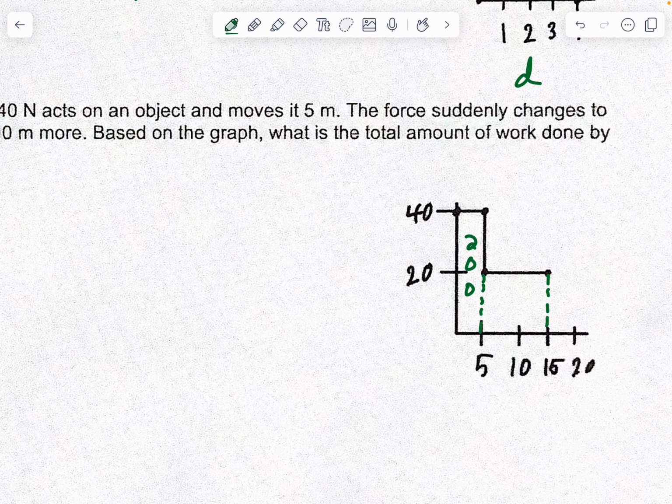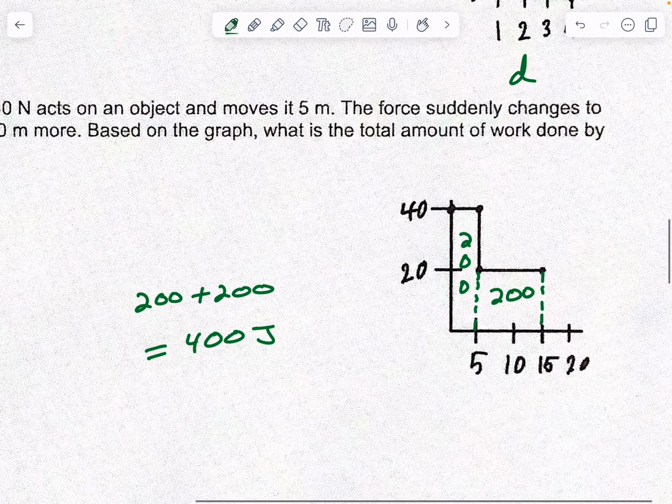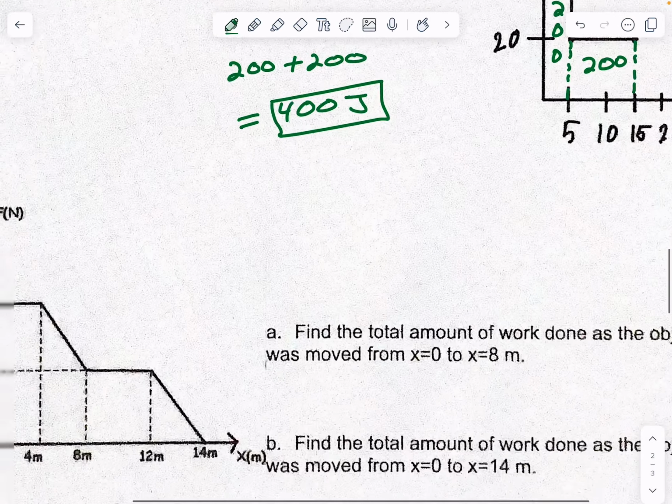You have a base from 5 to 15, so that's 10. 10 times 20 is 200. Okay, so 200 plus 200 is going to give you 400 joules. So that's how much work was done on that graph.